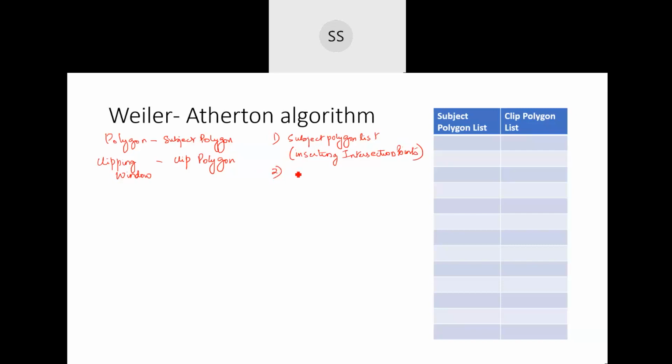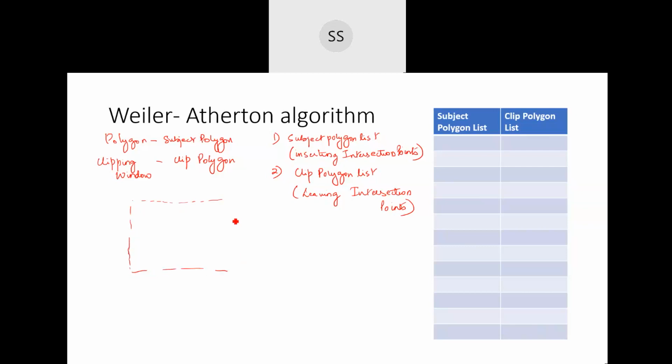The second list is called the clip polygon list, and that is going to consider the leaving intersection points. Now you will understand only later in the algorithm why it is considering the inserting intersection point and why the leaving intersection point. For the time being, you just have to understand that you have two lists associated with this algorithm: a subject polygon list and a clip polygon list. Now we'll take the same example as the previous one, and you have your clip window.